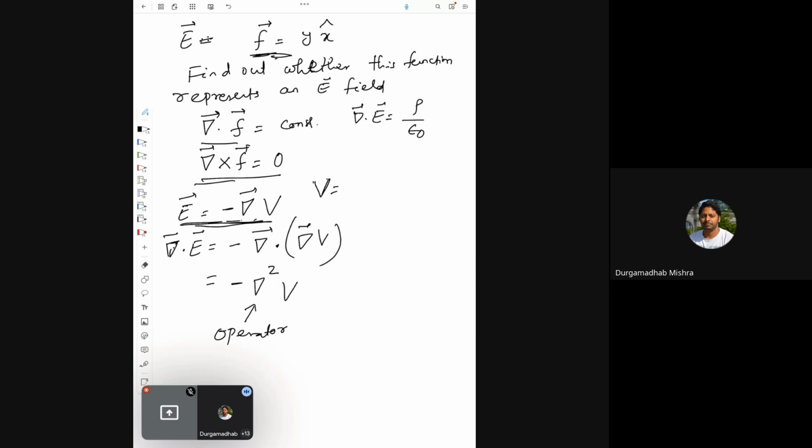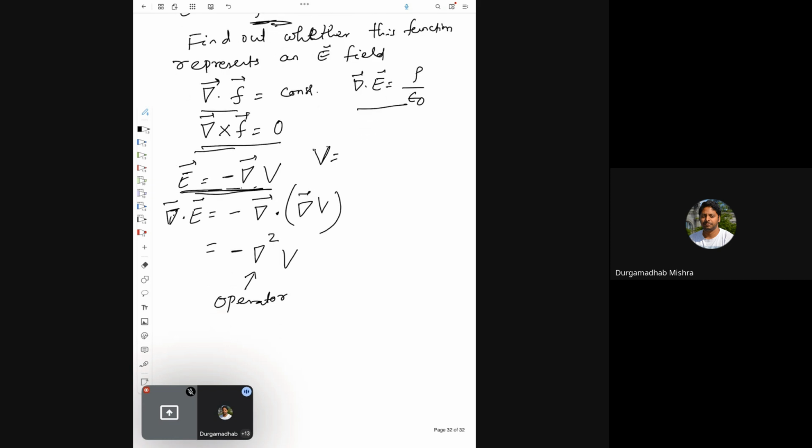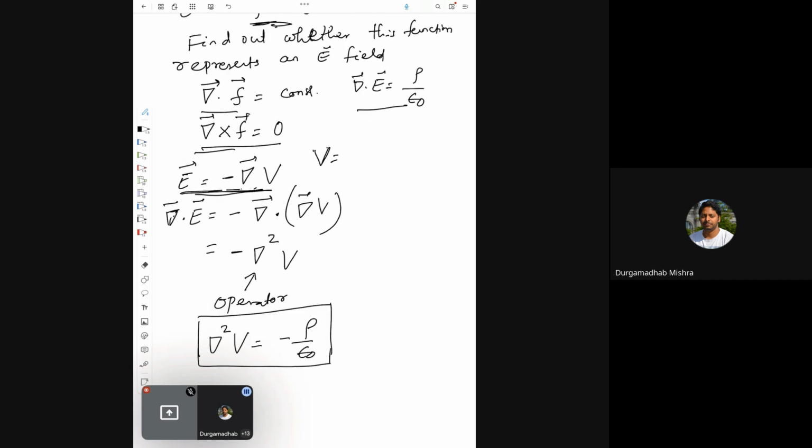Now we know that del dot E is equal to rho by epsilon naught. So by that relation, del square V will be equal to minus rho by epsilon naught. This is how del square V is equal to minus rho by epsilon naught. This is known as Poisson's equation.